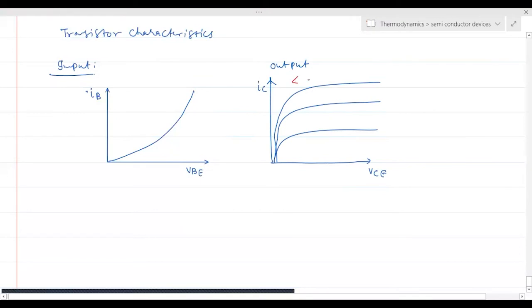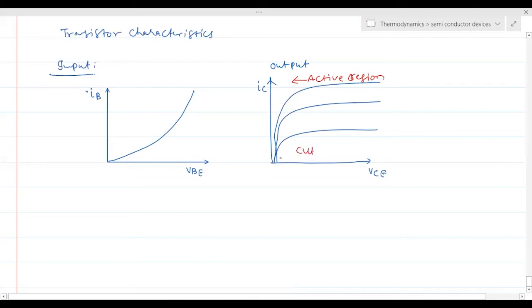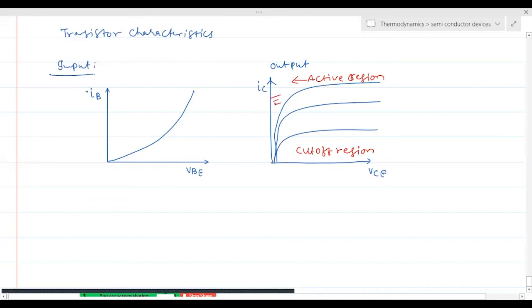So this is called the active region, where the transistor works properly. Here we will say this is the cutoff region. In the cutoff region we have no current, and this is known as the saturation region.